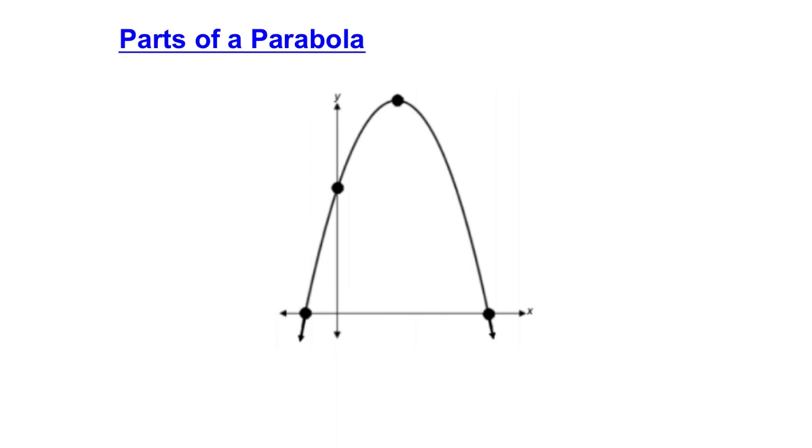Let's start by reviewing the different parts of a parabola. Anytime you graph a quadratic function, you will get a parabola on the graph. So here's an example of one, and I've highlighted a few key points. So this is just about terminology. What are these points called?